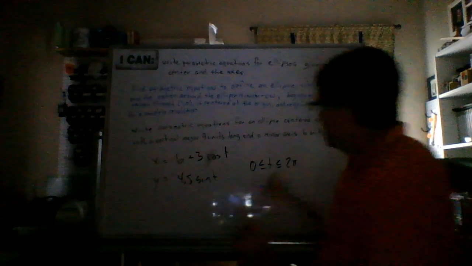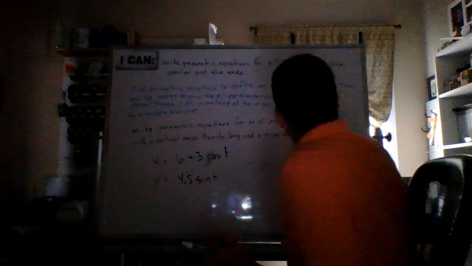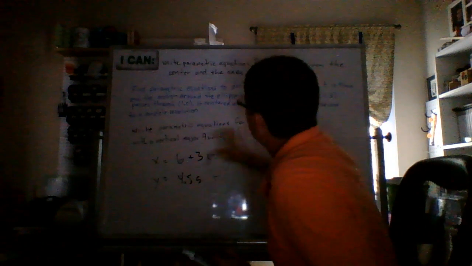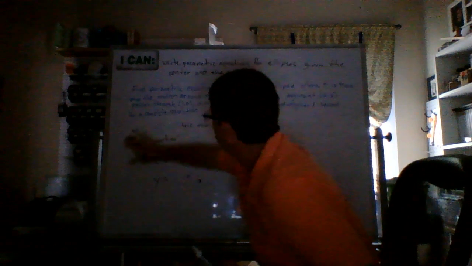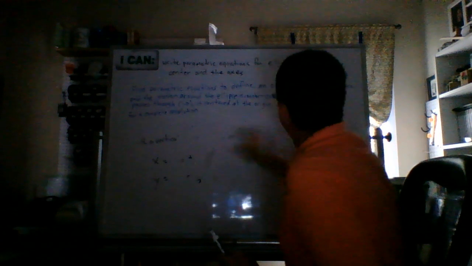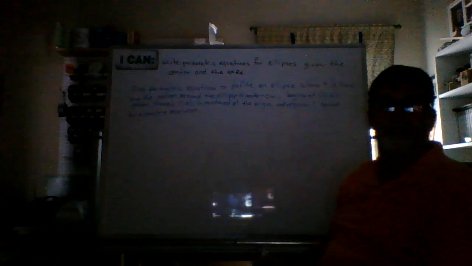The second equation is a little trickier, but not bad at all. It says find parametric equations to define an ellipse where t is time and the motion around the ellipse is counterclockwise. It begins at (0, 3). It passes through (1, 0). It's centered at the origin, and it takes 1 second to complete a revolution.